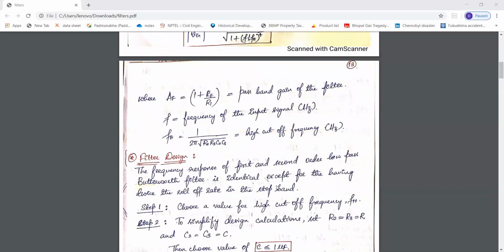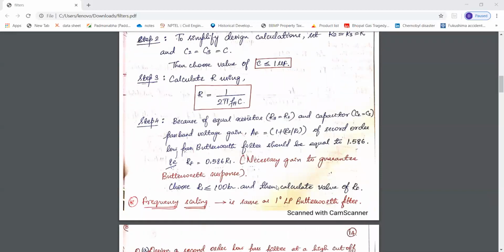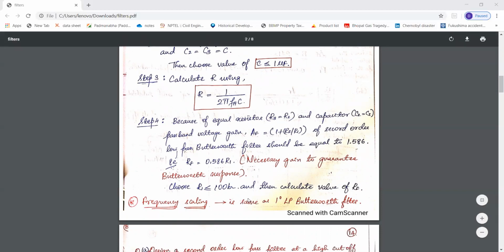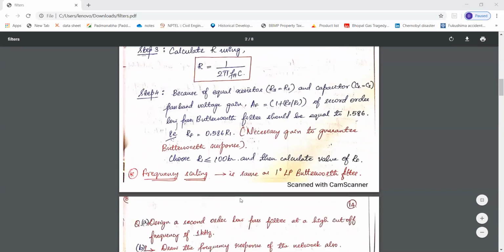So designing is over now. Next we have frequency scaling. Frequency scaling is the same as we discussed in the first order low pass filter. That is, any one component, either R or C, that is responsible for determining the cutoff frequency is supposed to be multiplied by the ratio of the new cutoff frequency to the initial cutoff frequency. So frequency scaling is the same.